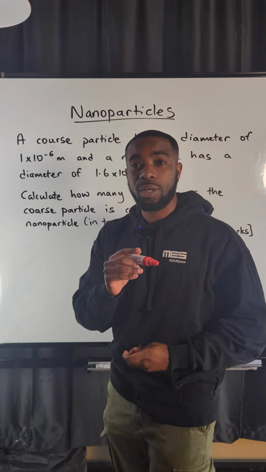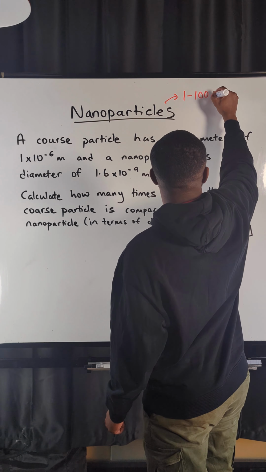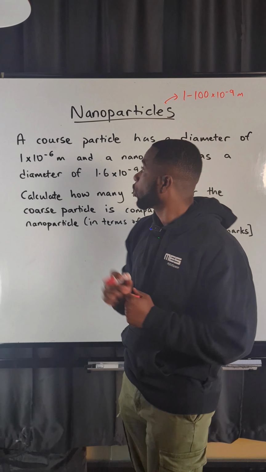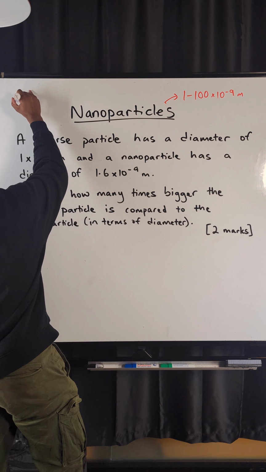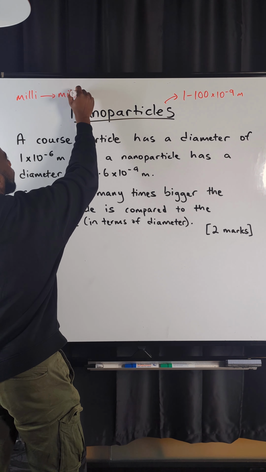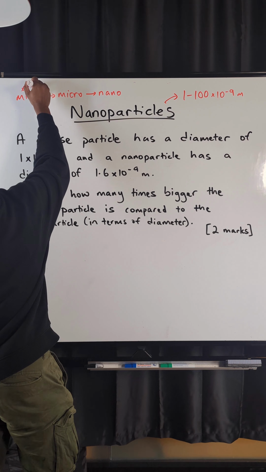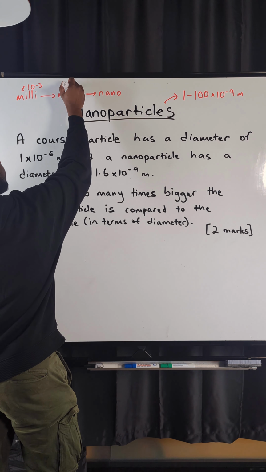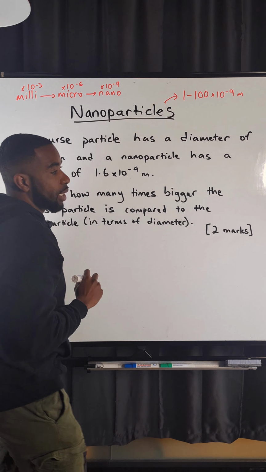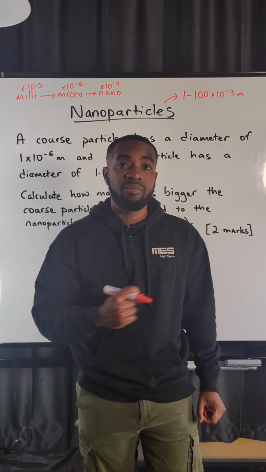You should remember that nanoparticles are particles between 1 to 100 times 10 to the minus 9 meters in terms of their diameter, in terms of their size. You also need to be confident on understanding what milli is, going from milli to micro, and then going to nano from there. So you should know milli is times 10 to the minus 3, micro is times 10 to the minus 6, and nano is times 10 to the minus 9. These are useful conversions that you need to know about and how these affect the units of measurement that you're looking at as well.